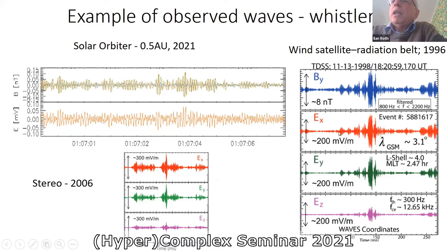The basic was we get some satellite data. This is Wind satellite of radiation belt near the Earth. This is STEREO, two satellites which moved with the Earth, ahead and behind, waves. And this is even new data just from Solar Orbiter, another satellite which was just launched.